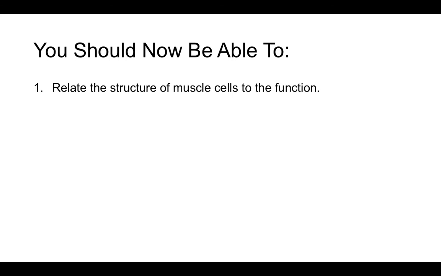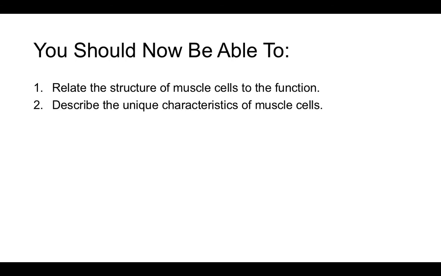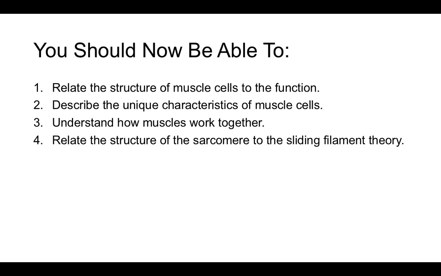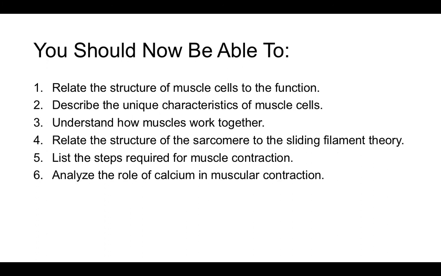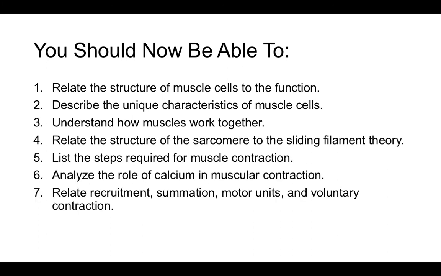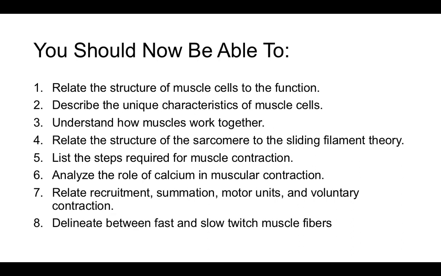And that's it. You should now be able to relate the structure of muscle cells to the function, describe the unique characteristics of muscle cells, understand how muscles work together, relate the structure of the sarcomere to the sliding filament theory, list the steps required for muscle contraction, analyze the role of calcium in muscle contraction, relate recruitment, summation, motor units, and voluntary contraction, and delineate between fast and slow twitch muscle fibers.